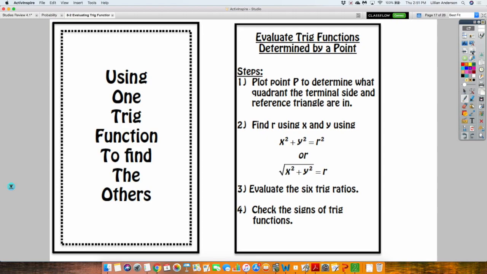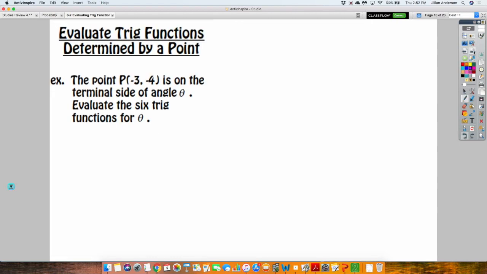Okay, using that information, then, of course, we can either find R using X and Y, or find X or Y, just using Pythagorean theorem, basically. That X squared plus Y squared equals R squared is nothing but Pythagorean theorem. Then find the 6 trig ratios, and of course, we got to watch our signs depending on what quadrant we're in.